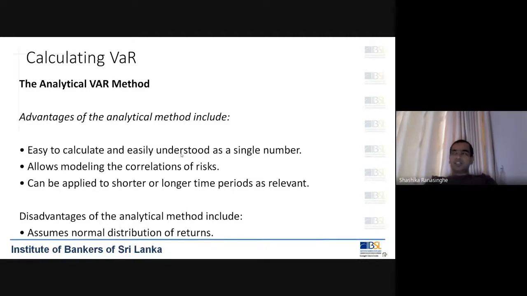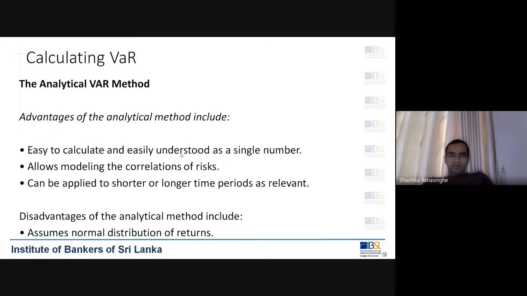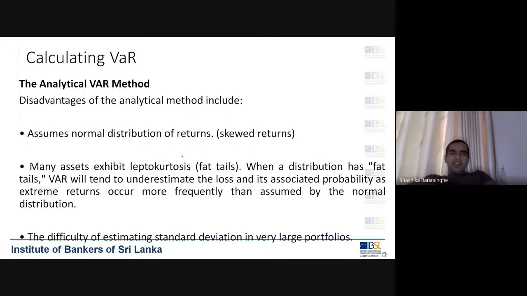A disadvantage is it assumes there is a normal distribution, right? Without this assumption, this doesn't work. Many assets exhibit leptokurtosis, which is called fat tails. When a distribution has fat tails, value at risk will tend to underestimate the loss and its associated probability, as extreme returns occur more frequently than assumed by the normal distribution.